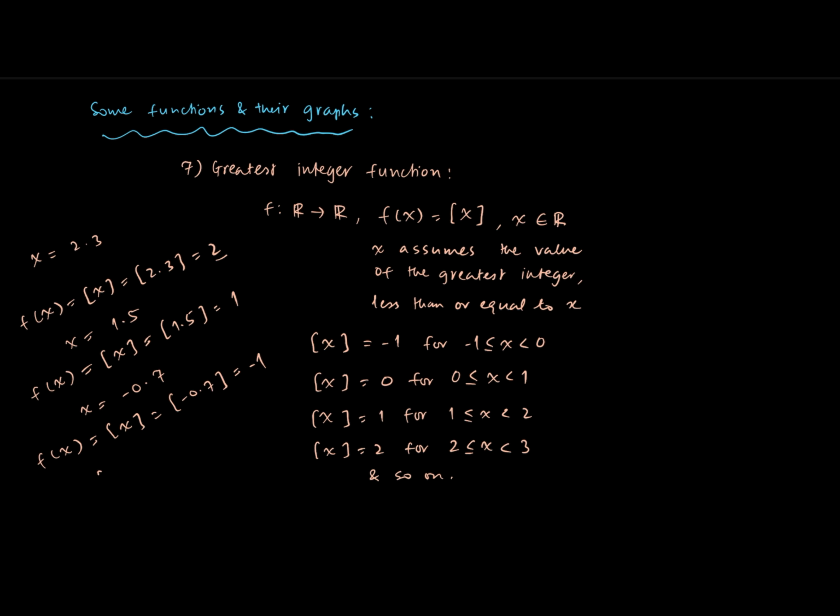In the same manner, if x is equal to -1.5, then the greatest integer function will give the output equal to -2. Now for x equal to, suppose, 3, the greatest integer in this case will be 3 itself, and so on. Now let us see how this function can be represented with the help of a graph.